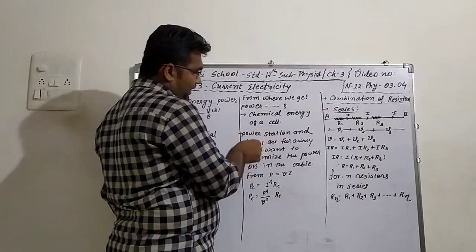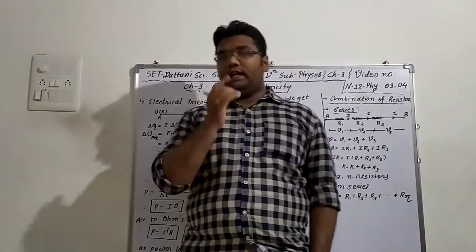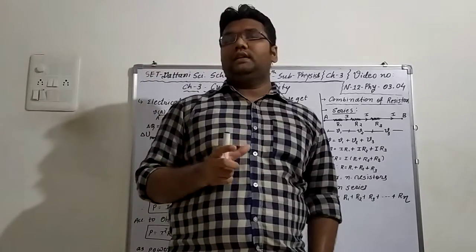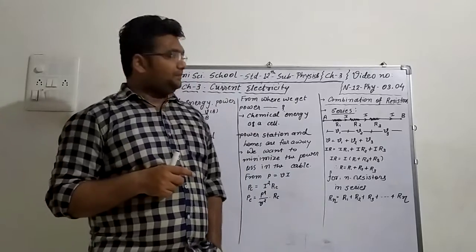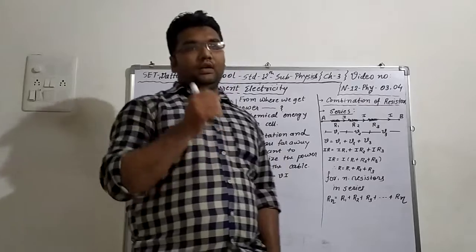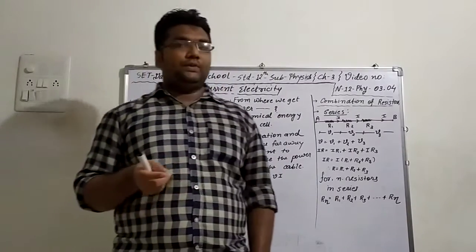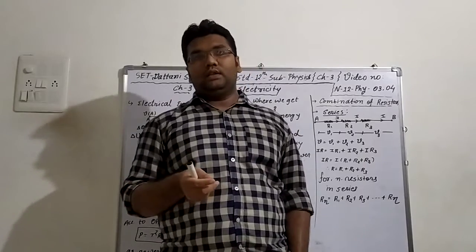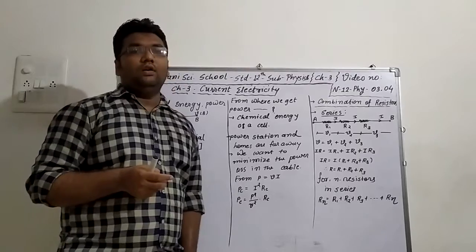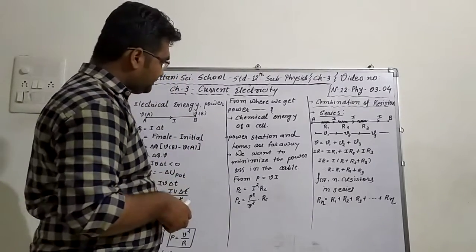Now power stations and homes are far away. The power is produced in the power station. So what is a power station? The power station is the structure where the power is generated. Power stations are of different types: thermal power station, nuclear power station. All these power stations are used for generation of power and electrical energy.